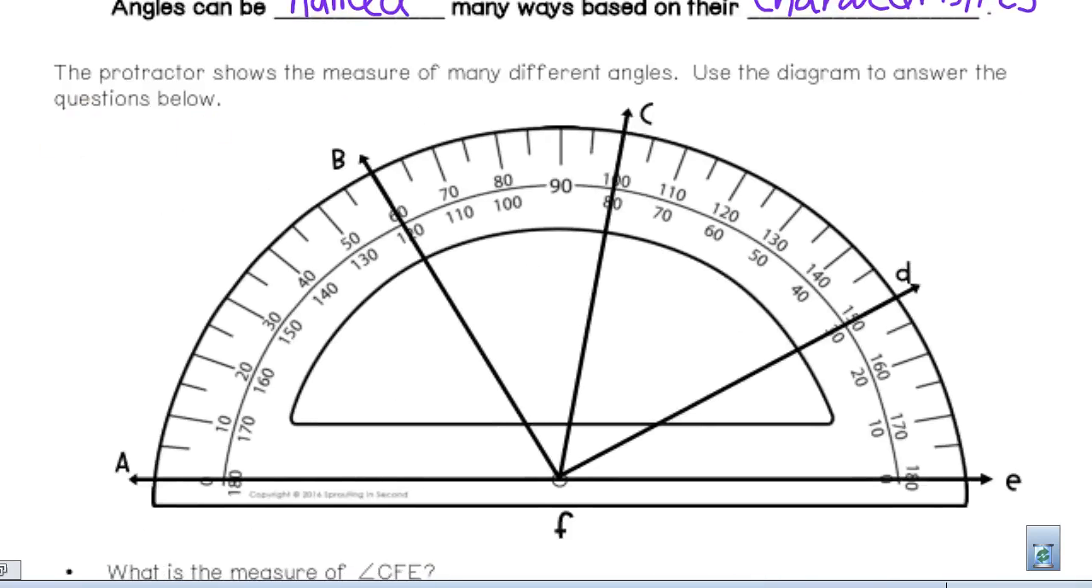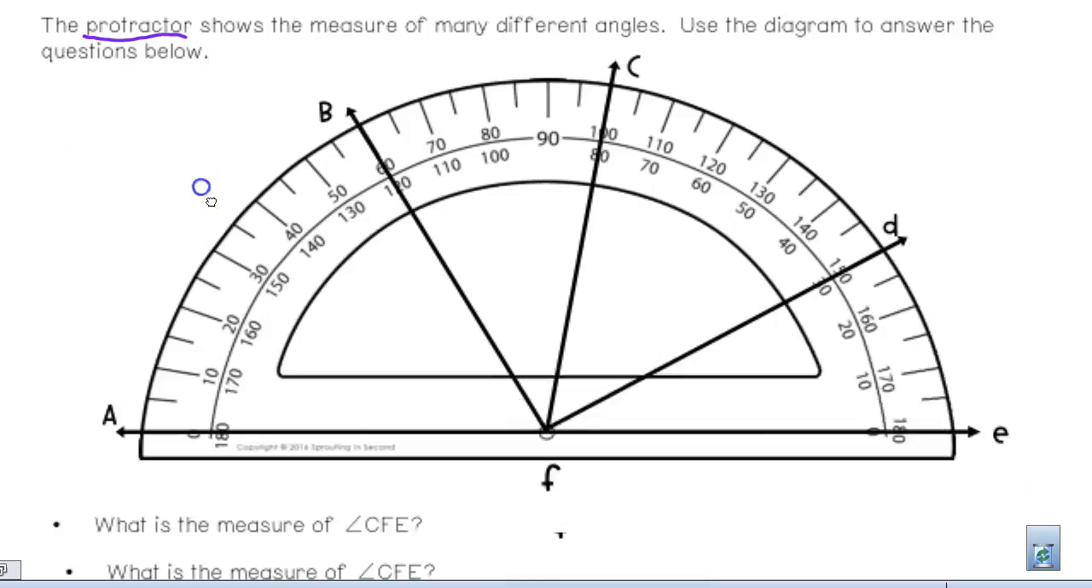And this right here is called a protractor. So our directions say the protractor shows the measure of many different angles. Use the diagram to answer the questions below. So this big arcing piece right here with all the numbers on it, that's called a protractor. And we've got different angles here. And so we're going to use this diagram to answer a few questions.